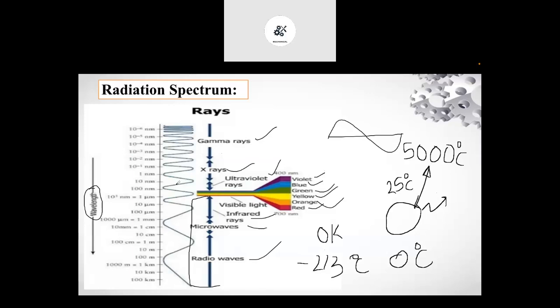Now, at this particular temperature, the sun will emit radiation in this particular range. It will contain some part of ultraviolet rays, the whole visible band, and some part of infrared rays. So the sun will release the maximum amount of radiation in this particular band, containing some visible light, some ultraviolet radiation, and some infrared.